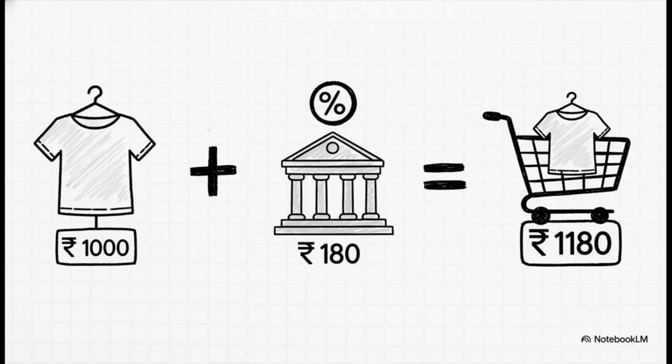Here's a super simple example. The price tag on something says 1,000 rupees. If the GST is 18%, that means 180 rupees goes to the government, and you end up paying 1,180 at the register. It's just straightforward addition, really.